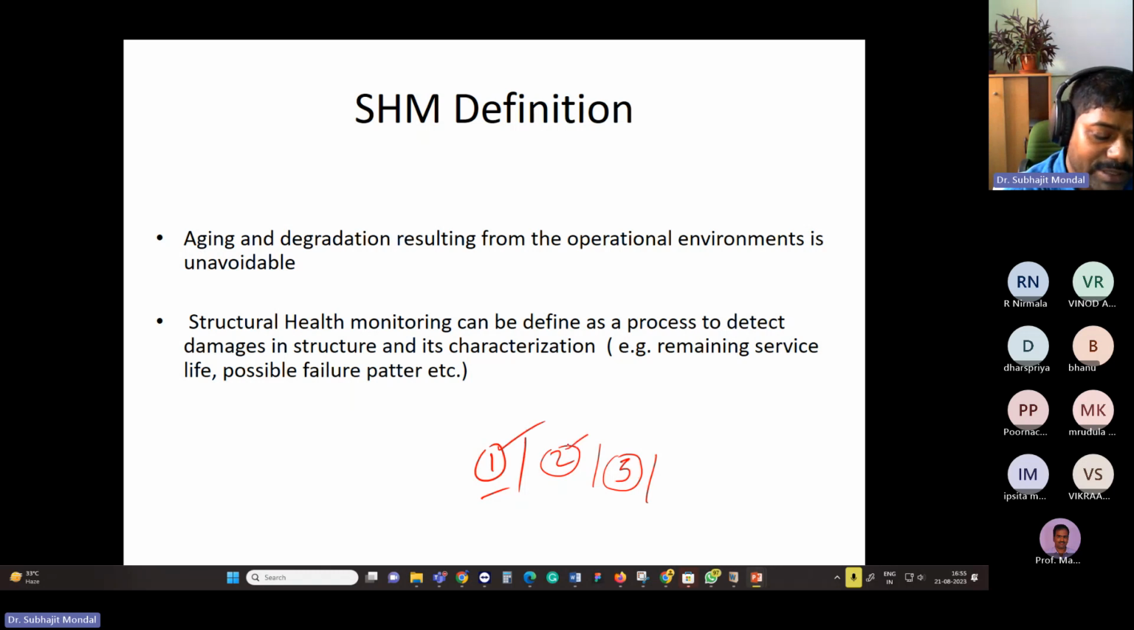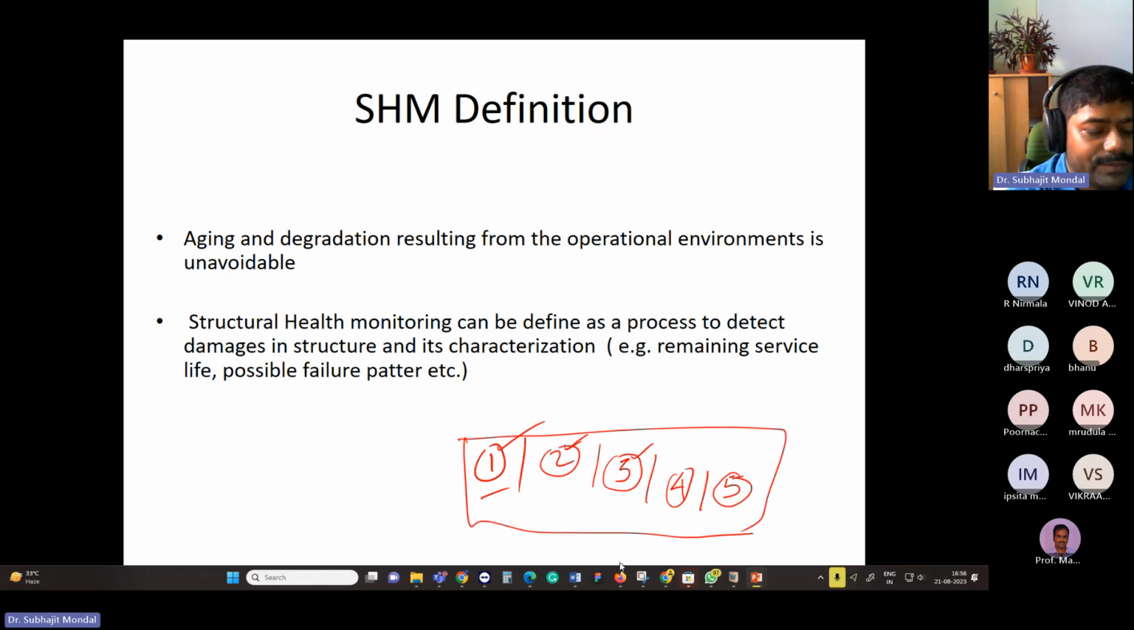So first, you have to identify whether there is damage or not. Next, if there is damage, what is the location. Next, we have to see the severity of the damage. Now, if you are able to identify the severity and the location of damage, next your aim will be to identify the possible mode of failure, and we can also identify the service life. So the structural health monitoring scheme includes all five parameters, from the identification of the damage to the remaining service life or possible mode of failure.